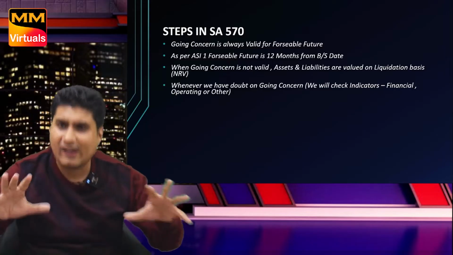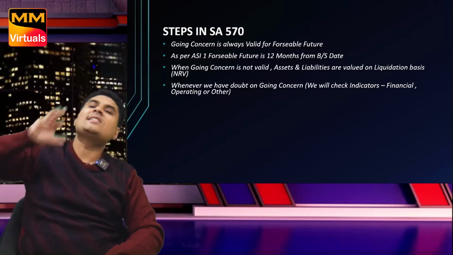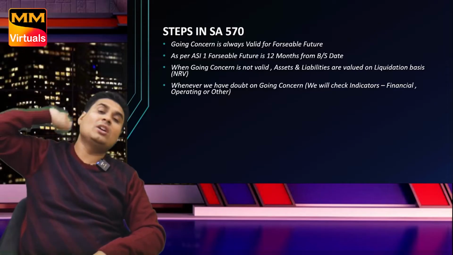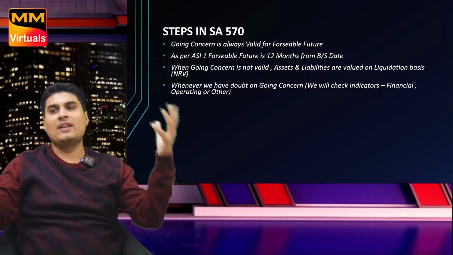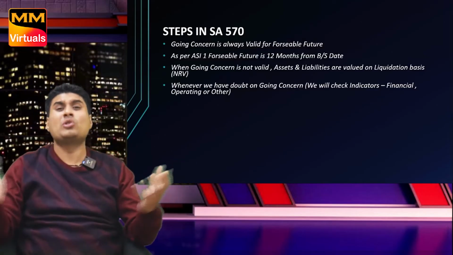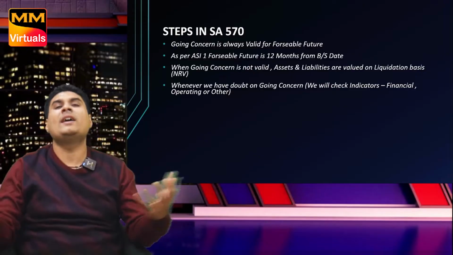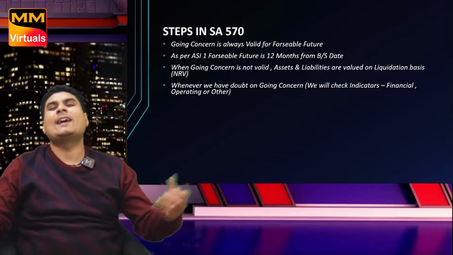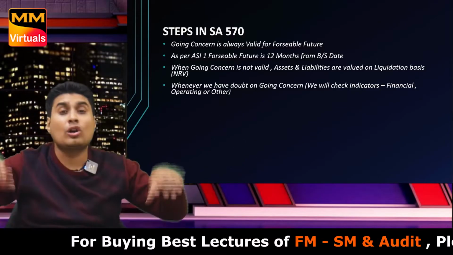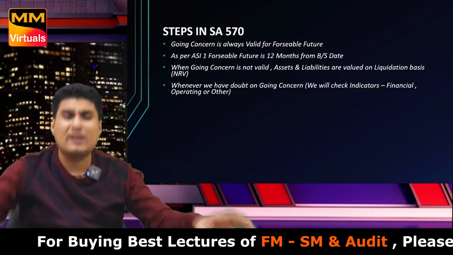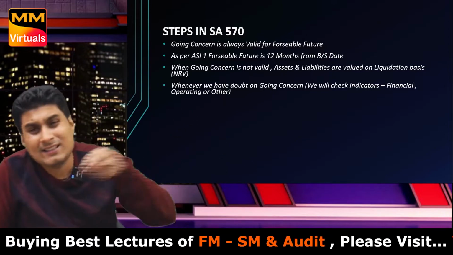So number one, while doing audit, certain indicators are given by the standard: financial, operating, other. Let me name a few. What's financial? Adverse ratios. Current ratio is adverse, you don't have money to pay. Negative operating cash flow. Financial. What's operating? Loss of raw material, loss of a major customer, a lot of competition. Other: legal cases on the company.